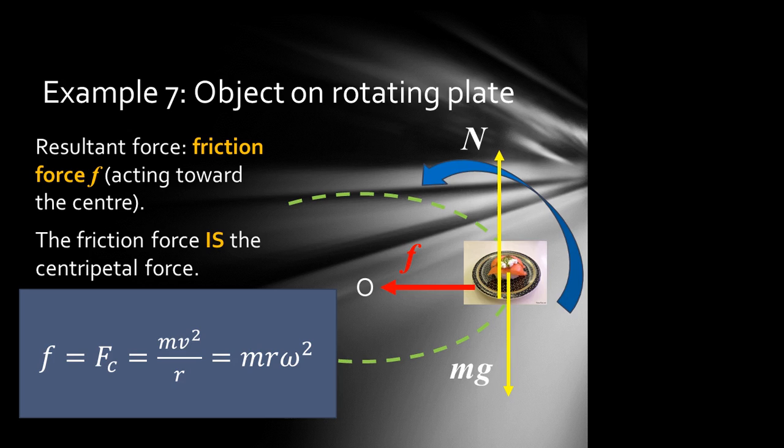Now, some of y'all would be thinking a little bit fast right now. You'll be thinking, hey, how do I know that the friction must always point towards the center of the circle? After all, doesn't friction oppose motion? And if the object is going to move in a straight line, shouldn't motion be in the opposite direction, not towards the center of the circle?